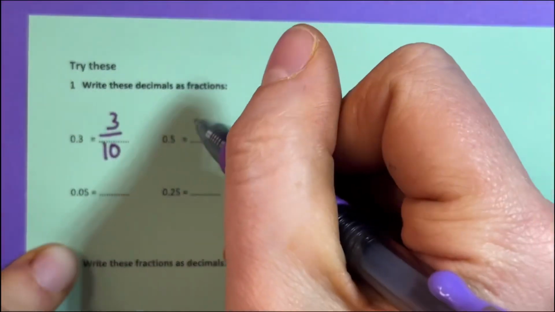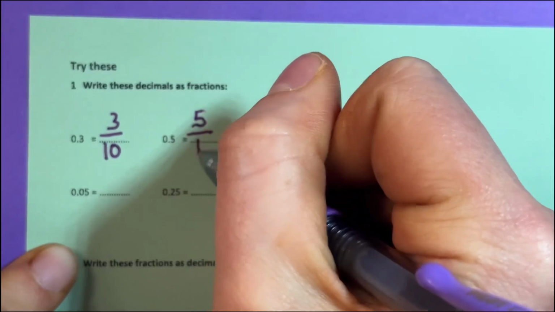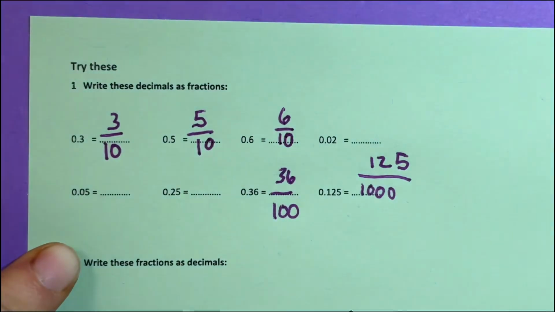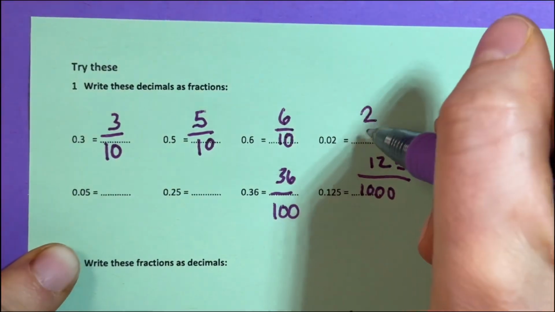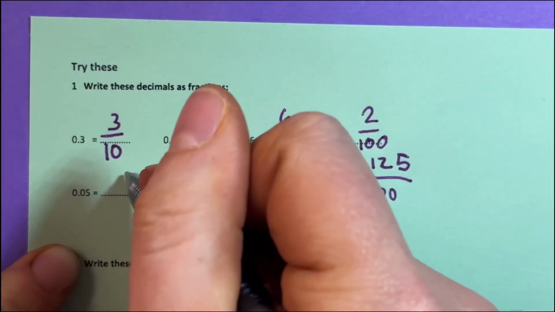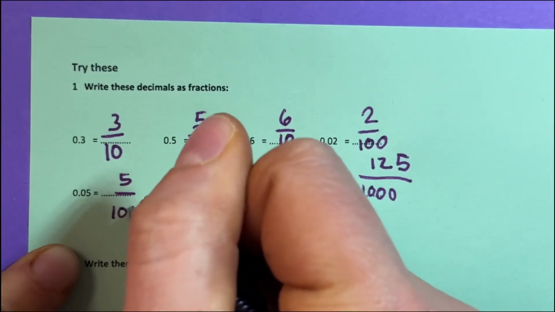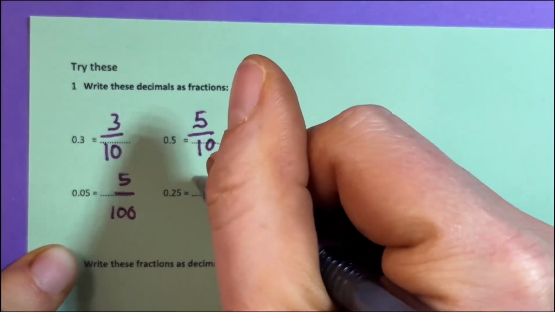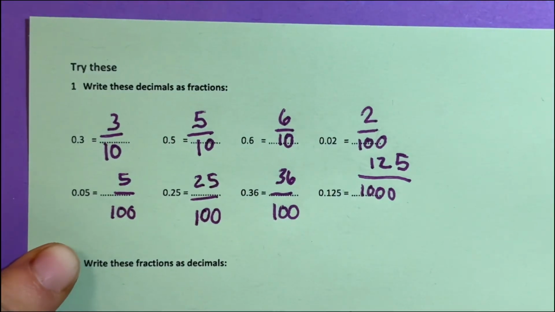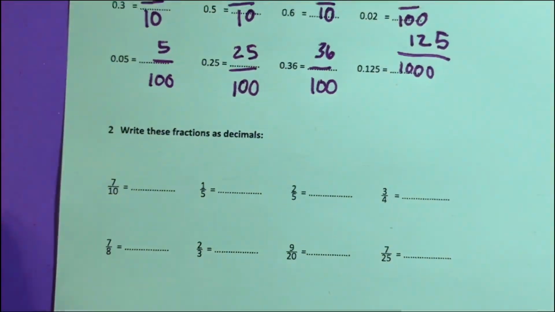So 5 tenths, that's going to be 5 over 10. 6 tenths, that's going to be 6 over 10. 2 hundredths, 2 over 100. 5 hundredths, that's going to be 5 over 100. 25 hundredths, that's going to be 25 over 100. And yep, that's it for that section. So we're going to move on to the next section.